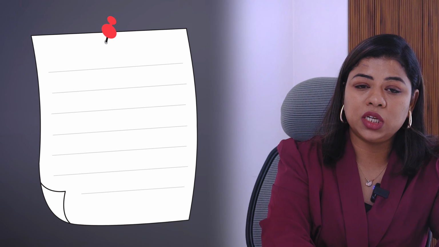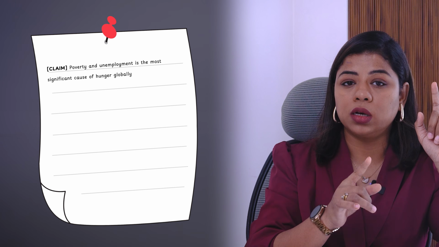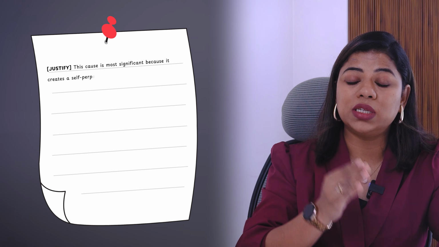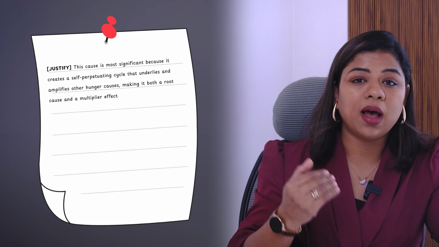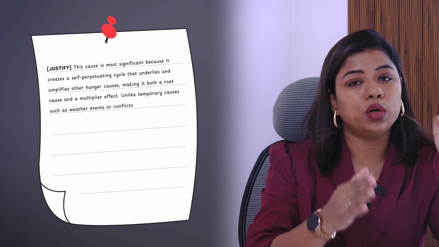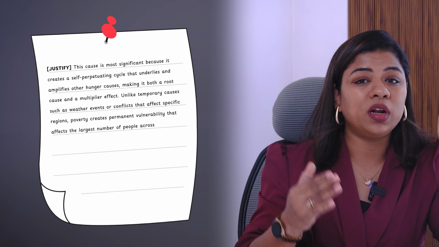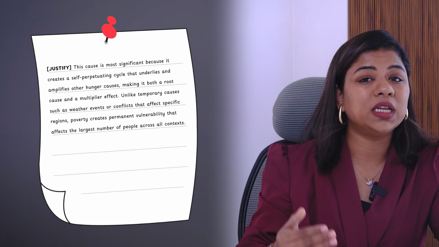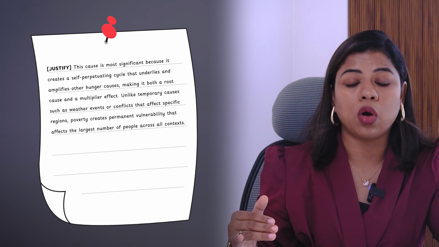Priya's Level 4 response was, first, the claim: poverty and unemployment is the most significant cause of hunger globally. Then, justify: this cause is most significant because it creates a self-perpetuating cycle that underlies and amplifies other hunger causes, making it both a root cause and a multiplier effect. Unlike temporary causes such as weather events or conflicts that affect specific regions, poverty creates permanent vulnerability that affects the largest number of people across all contexts.